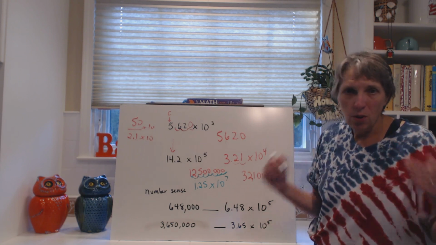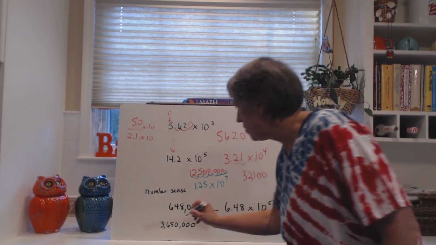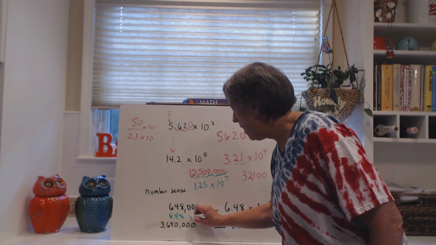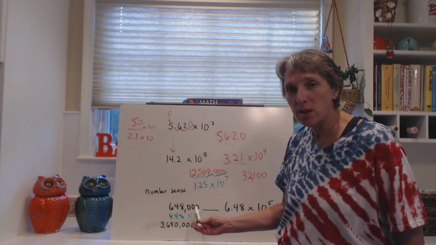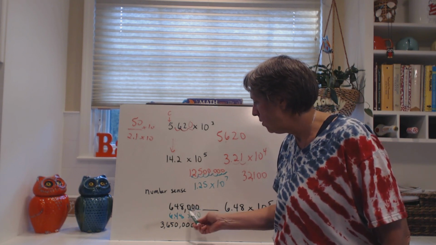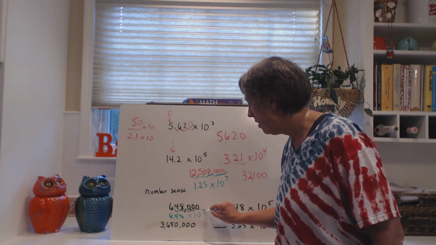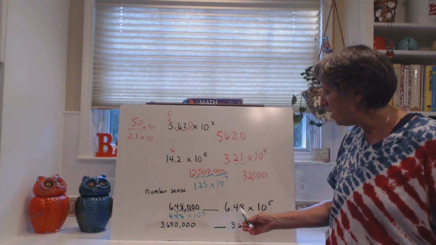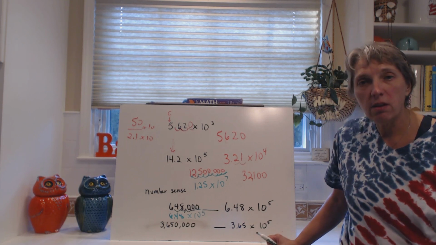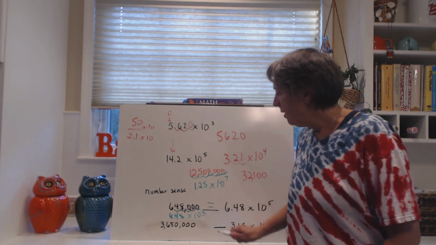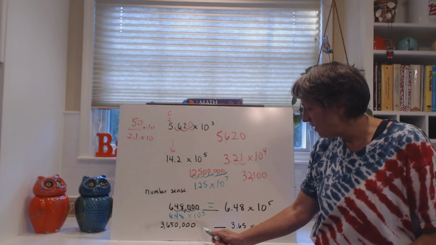I like to write them in scientific notation. So this would become 6.48 times 10 to the what power? Well, how many places do I move it? 1, 2, 3, 4, 5. So look, 6.48 times 10 to the 5th, 6.48 times 10 to the 5th. They're the same thing. So it's equal.